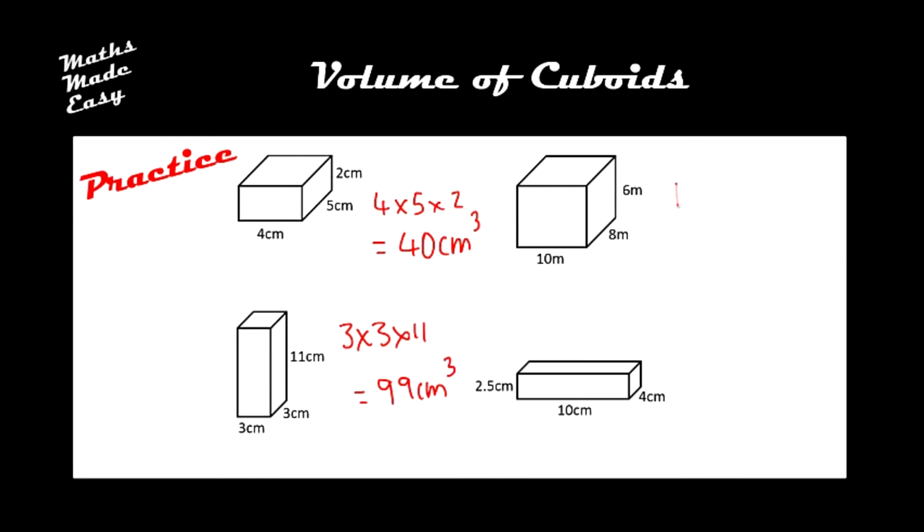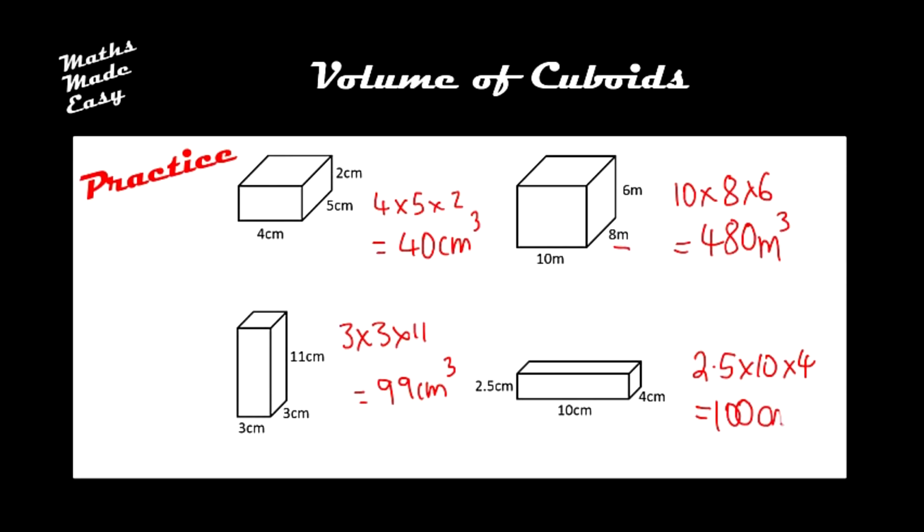For this one here, it's 10 multiplied by 8 multiplied by 6, which is 480, and be very careful here, these are measured in meters, so meters cubed. And for the last one, 2.5 times 10 and then times 4 gives you 100 centimeters cubed.